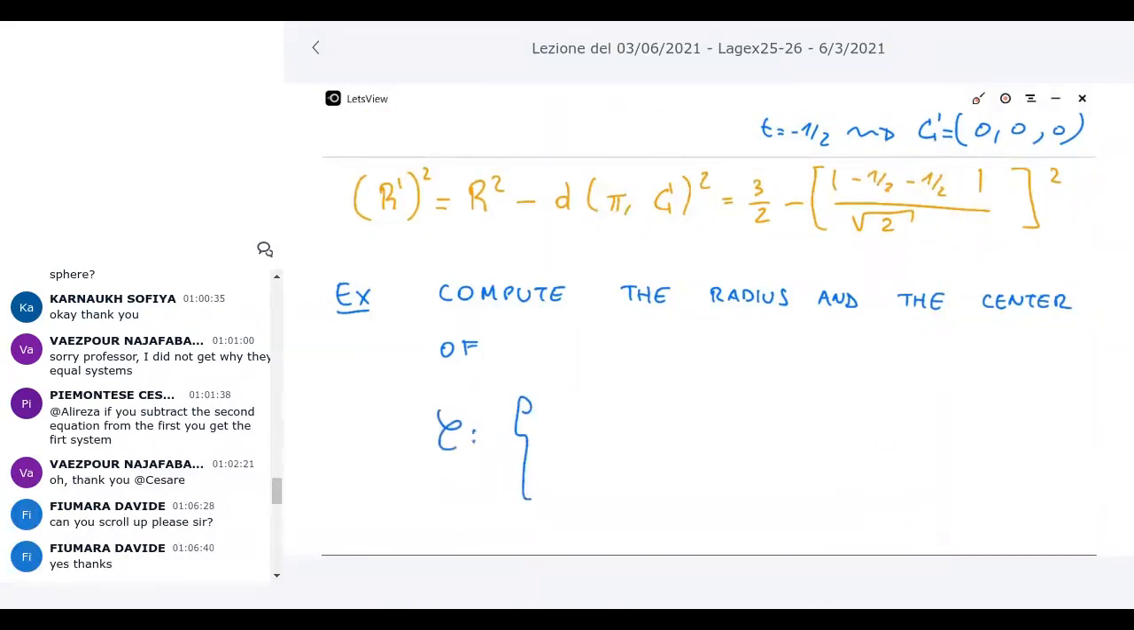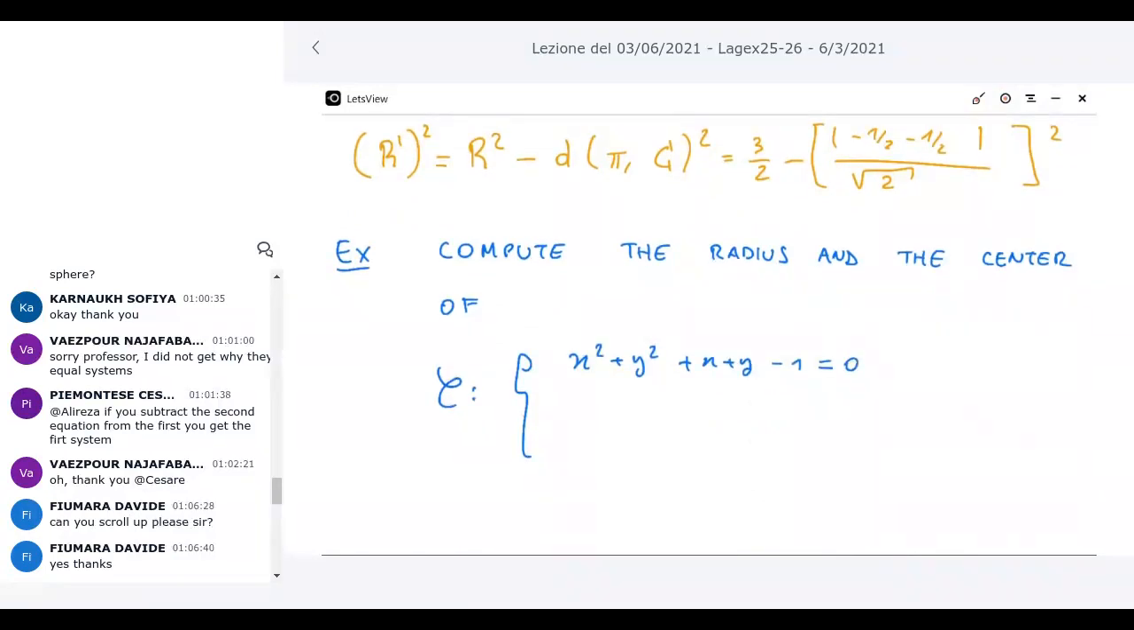Here it is. It is x squared plus y squared plus x plus y minus 1 equals 0. And it is x squared plus y squared minus x minus y minus 1 equal 0. Okay, so we want to find the center and the radius of this precise circle. So let's see what you get.